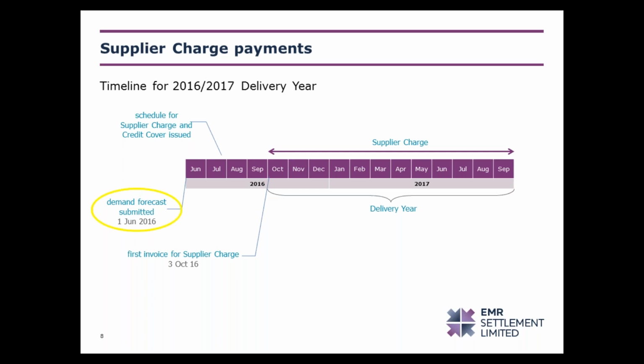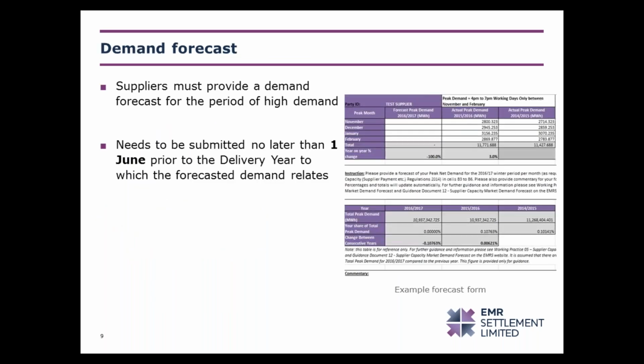So it starts with a demand forecast, which everyone submitted. We will return to this timeline again to discuss other labels, but I want to show you one slide for the demand forecast before moving on. So suppliers must provide a demand forecast for the period of high demand by no later than the 1st of June prior to each delivery year to which the forecasted data demand relates.